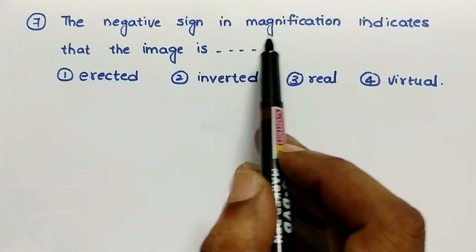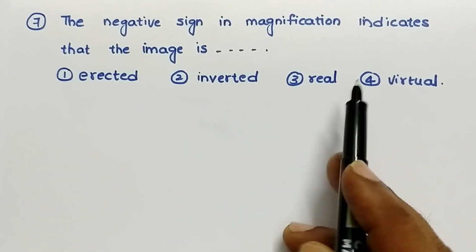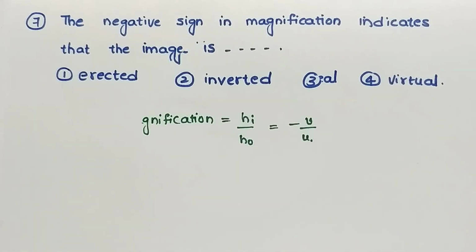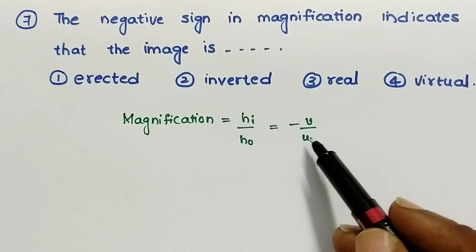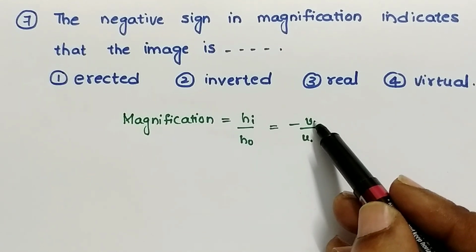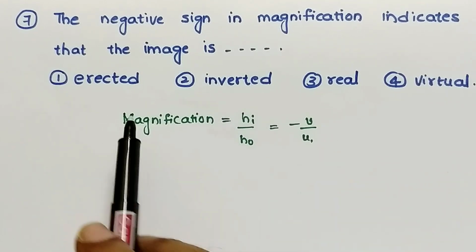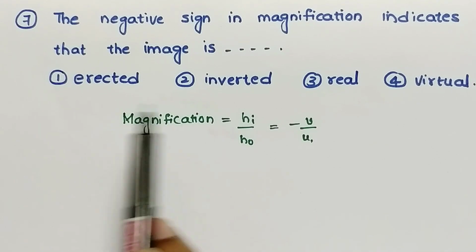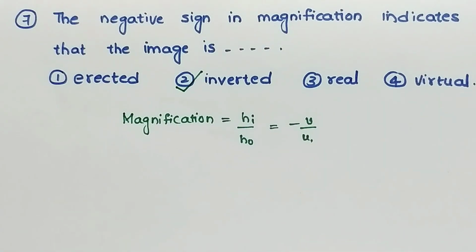The negative sign in magnification indicates that the image is inverted and real. Magnification is equal to height of the image divided by height of the object, and it is also minus image distance divided by object distance. So if the magnification has a negative sign, it is an inverted image.